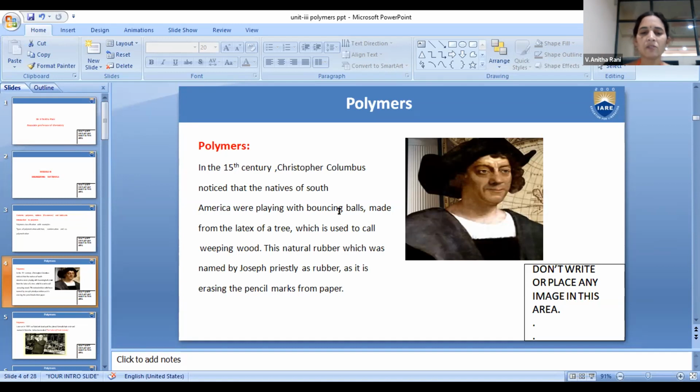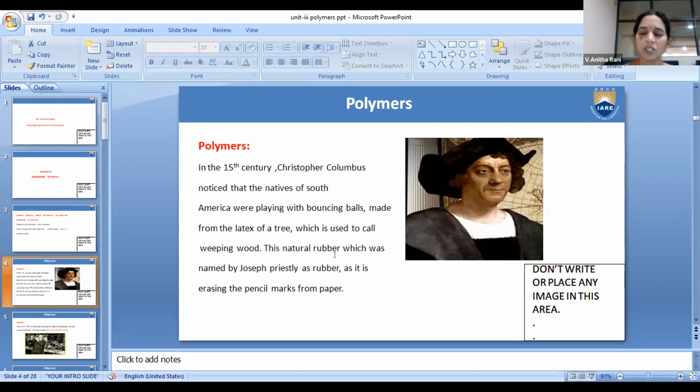So they were making balls with the white latex and playing with them. That tree is also called the weeping wood. But he had not given it a name. Christopher Columbus noticed that they were playing with a ball that is like a polymer, but he didn't give it a name like natural rubber.